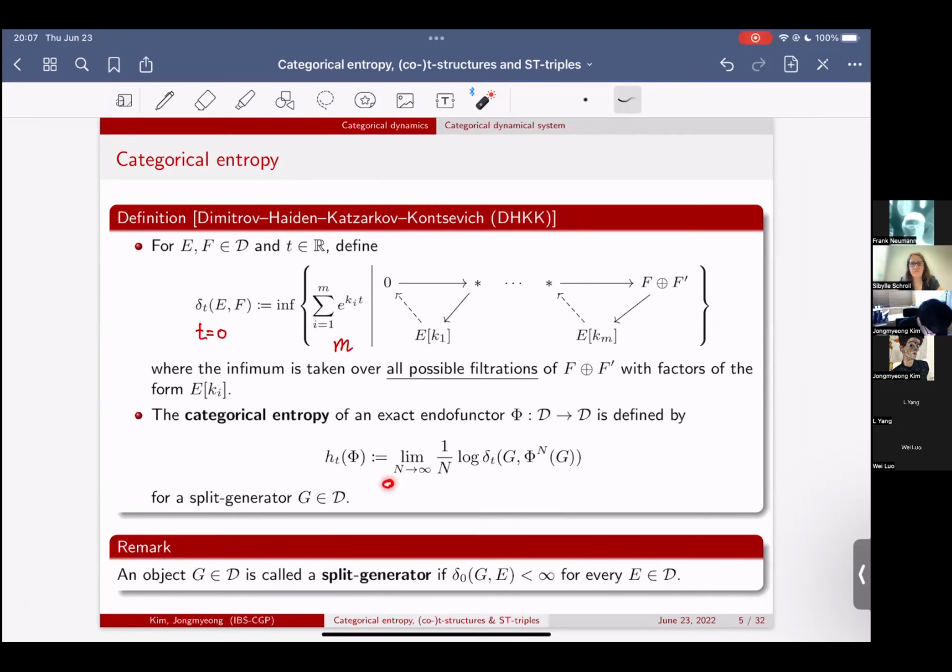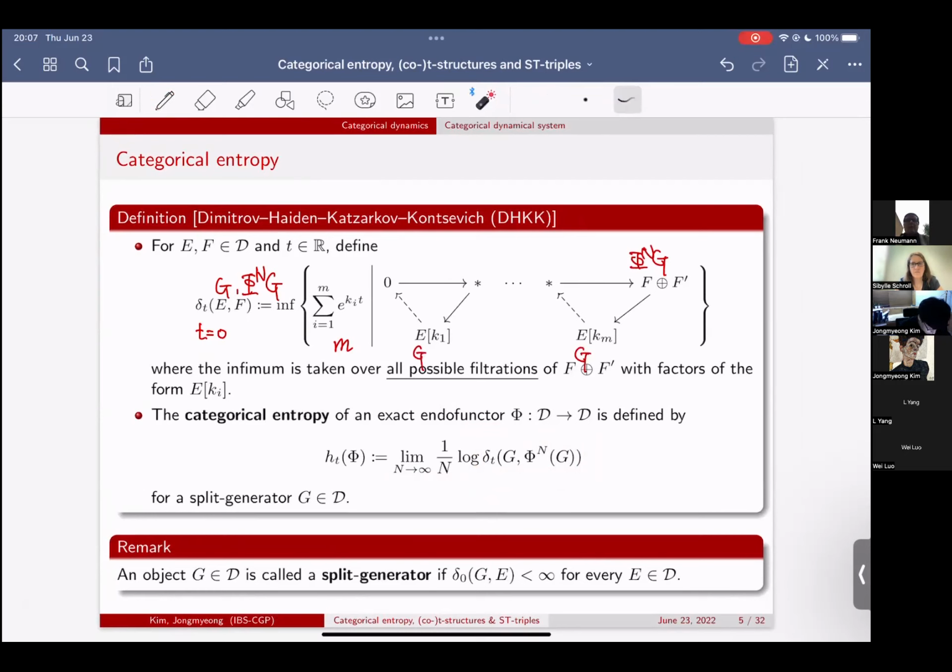Then the categorical entropy of an exact endofunctor φ is defined by the exponential growth rate of this number. In this case, this is some split generator G, and we apply φ several times to G.